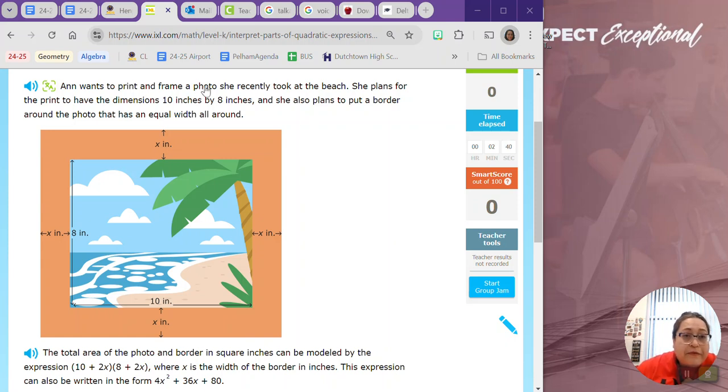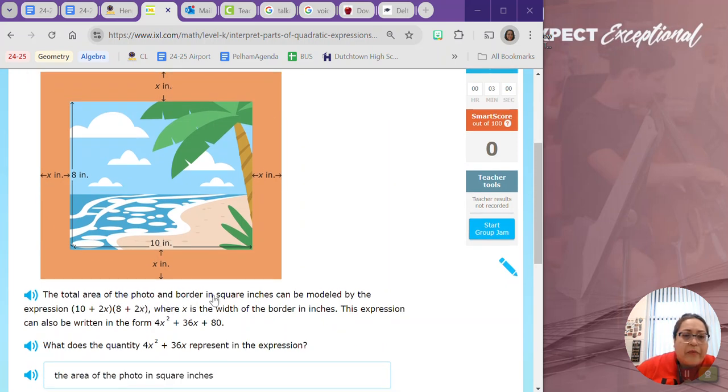Anne wants to print a frame, a photo she recently took at the beach. She plans to print it to have dimensions 10 by 8. So the photo is 10 by 8 right here. She also plans to put a border around it, and it's going to be X distance in all directions. So the total area of the photo and border in square inches is modeled by this.